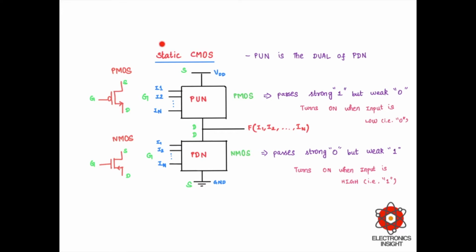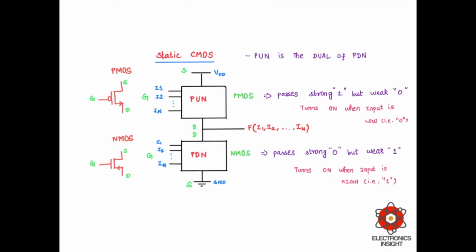Now coming to the term static CMOS, the term static represents that it does not consume any static power, as there is no direct path for the current to flow between the supply and the ground rails. The gate terminals of both PMOS and NMOS are supplied with the inputs. The drain terminals of both transistors are connected together to obtain the final output. The left out terminal is the source terminal.